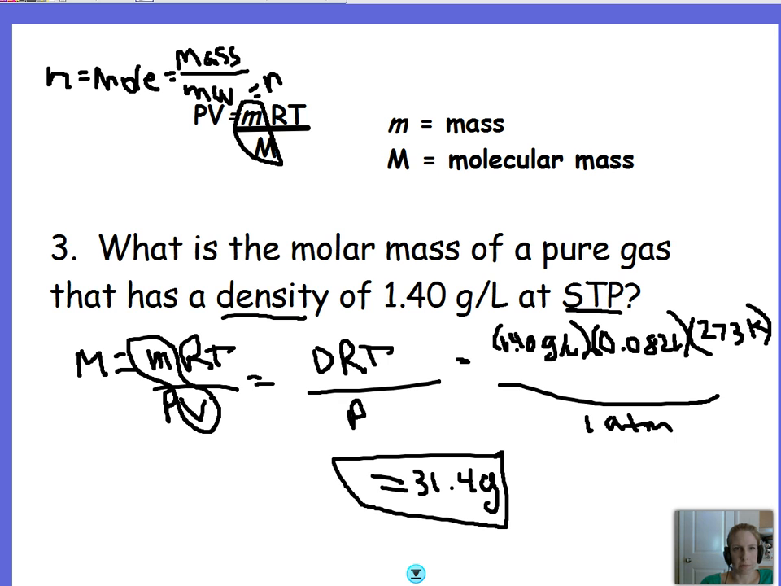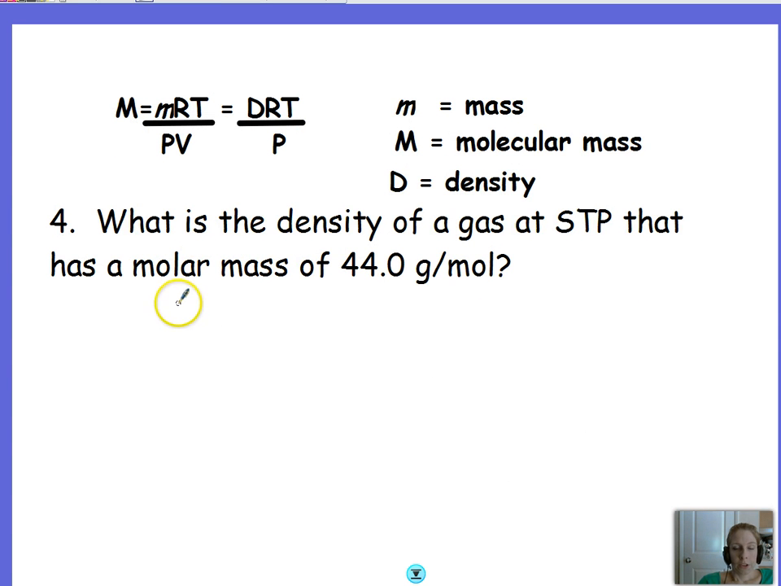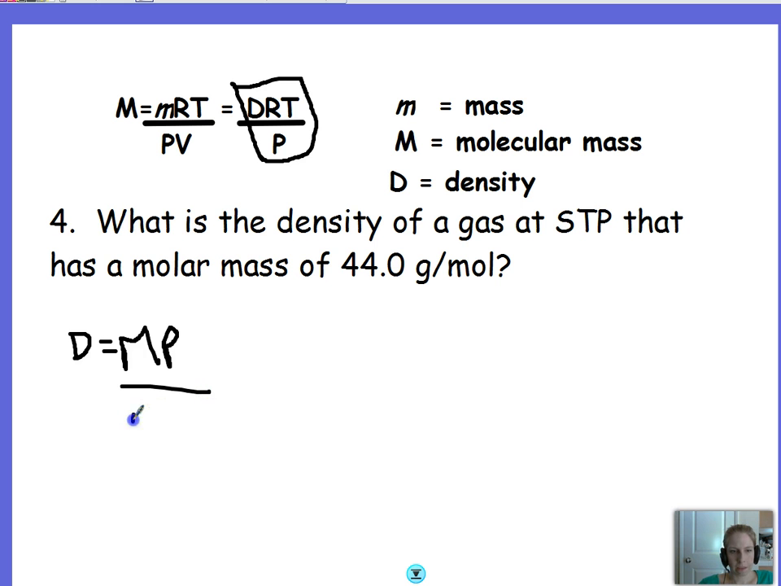Let's check out another problem. So, this question asks, what is the density of a gas at STP that has a molar mass of 44 grams? So this time, we were given molar mass. So we can rearrange our equation to solve for density this time. When we rearrange this equation to solve for density, we get density equals molar mass times pressure over RT. Now, all these variations are great equations to write down. That way you don't have to figure them out every time.